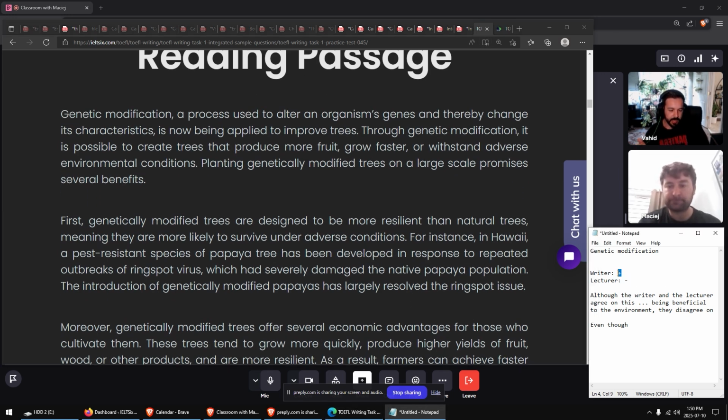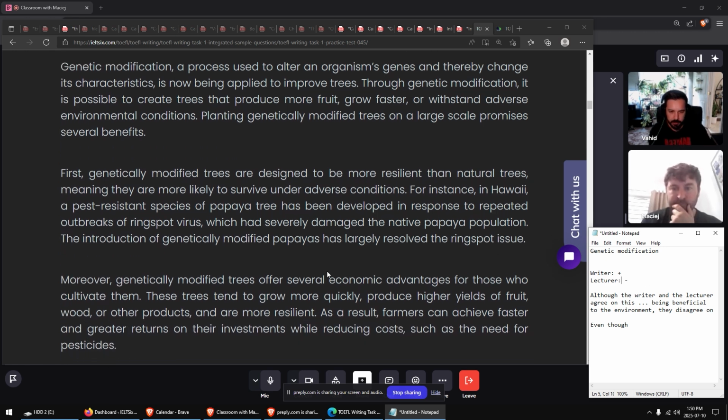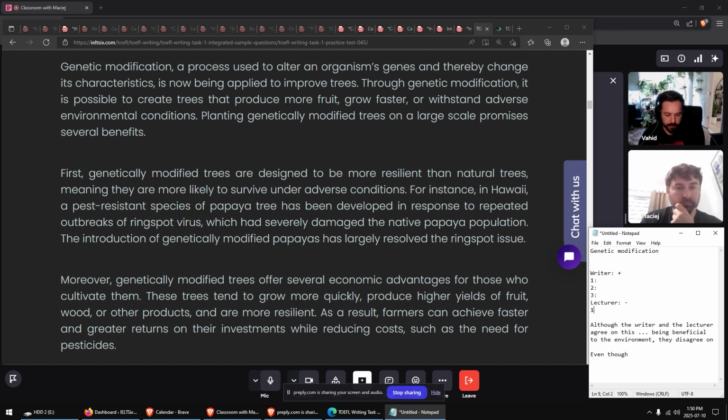So we have the writer saying it's positive for 3 reasons, and the lecturer is probably going to disagree with the reasons. Lecturer is not going to bring up new points. He or she will just tell you why the writer's points are not good, and it's your job to show the connection between the two. So let's get the writer's advantages in the easiest way possible, shortest way possible.